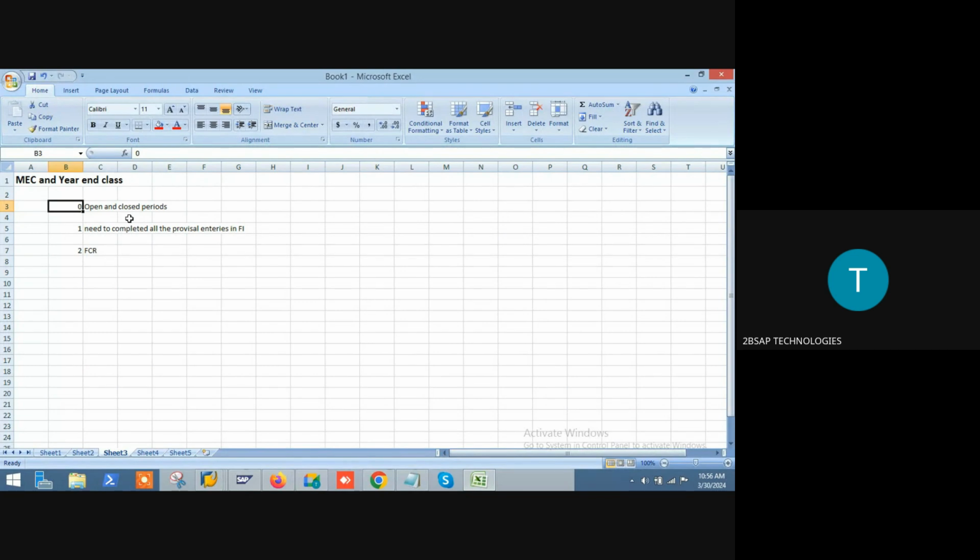There will be a proper mechanism for when to open a period, when to close the previous period, and when to open the next period and continue. Everything will be available in a sequence of steps. Based on that, we will either open or close the periods respectively. That is the important thing. Once we complete all your month end closing activities, then we will close your previous month end and open your next month.